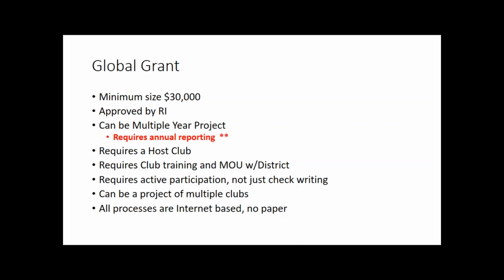Yes? The minimum is $30,000. The maximum you said was $200,000. Is that per year or per grant? If it's a multi-year, can you do $200,000 per year for a couple of years? No. A grant is a beginning and an end. So if you want to do A, B, and C, you need to do A first, beginning and end, then B, and C.